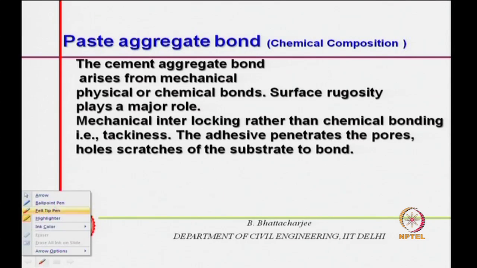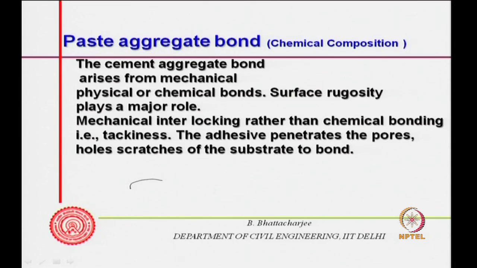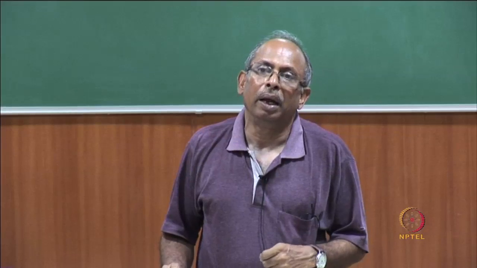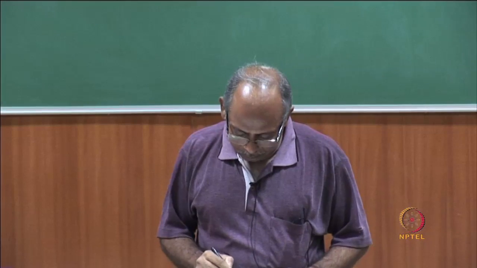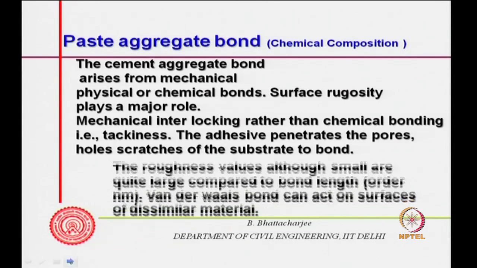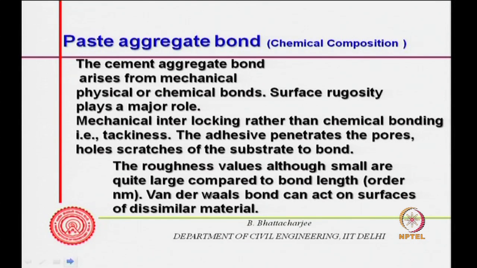Supposing you have got a surface like this with some holes here, some holes here, honeycombed aggregate surface, exaggerated, and the material goes inside this. So, it creates bond. So, adhesive, that is our paste, will penetrate inside the substrate and creates the bond. That is what I showed in the earlier diagram also, that is mostly mechanical. The roughness values, although small, are quite huge compared to the bond strength, bond length.